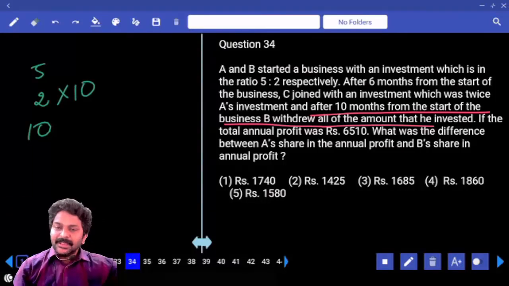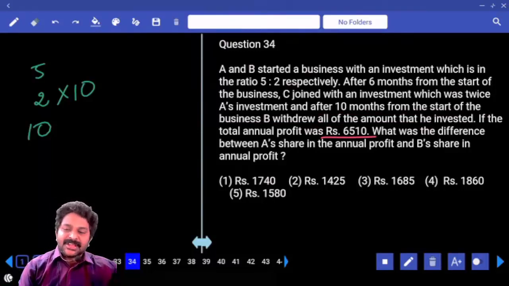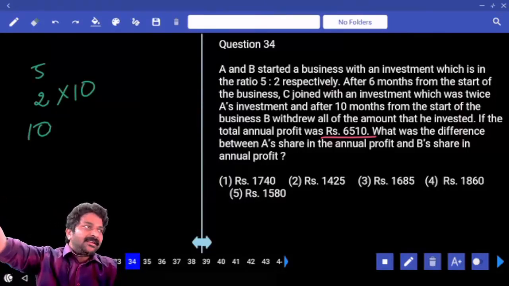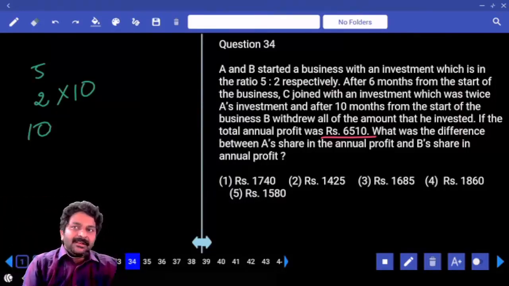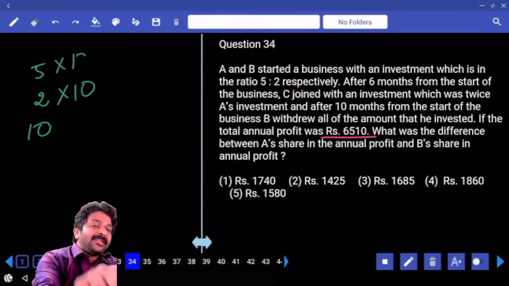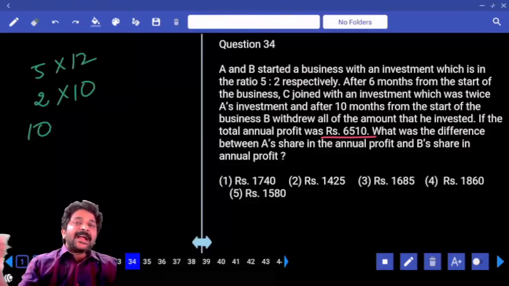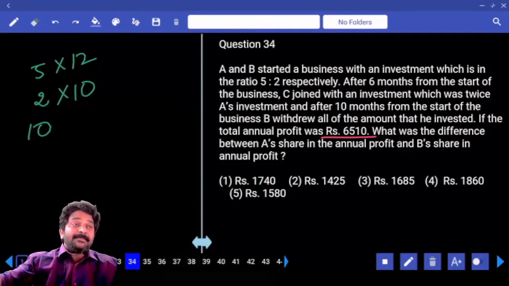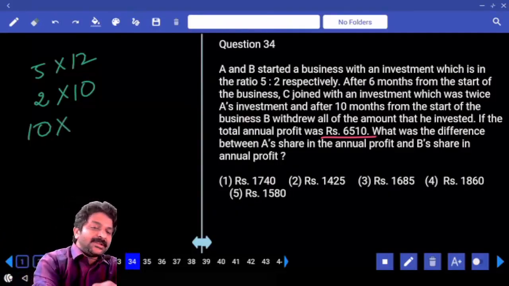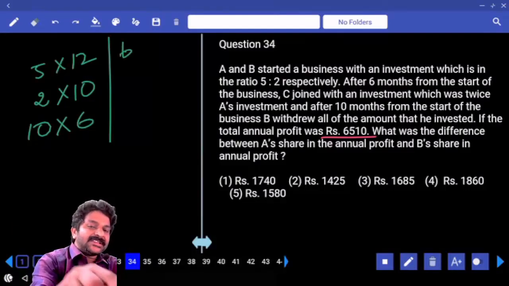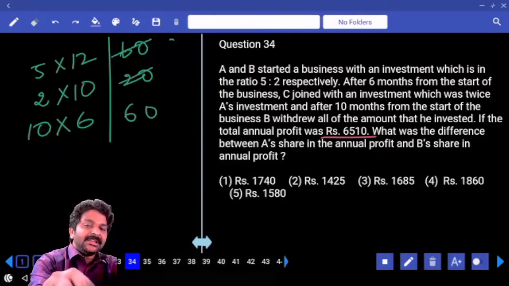Next. If the total annual profit is 6510, what is the difference between A's share and B's share of the profit? A is there from the beginning, right? Did he leave before 1 year? No, that means A will be there for 12 months. C started after, so he will be there for the remaining 6 months only. 5 times 12 is 60. 2 into 10 is 20. 60. Cancellation with 20: 3 times, 1 time, 3 times.